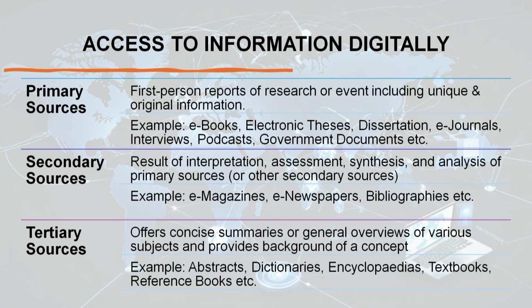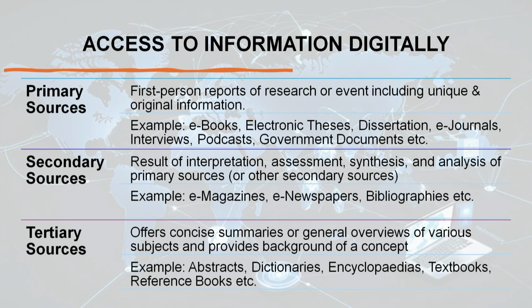Primary information can be a report which is analyzed by somebody else, and the magazine has put the analysis of that report in itself. So that can be there. It can be an e-magazine, it can be an e-newspaper, it can be a bibliography. Then there can be the tertiary sources, like general overviews of various subjects provided on the background of a concept. That can be in abstracts, in dictionaries, in encyclopedias, in textbooks of reference.